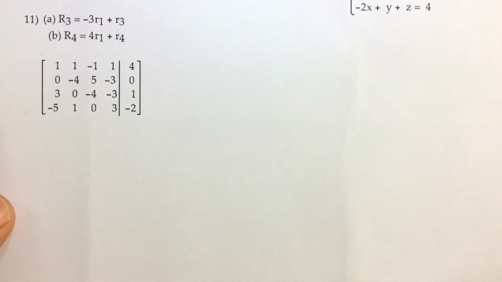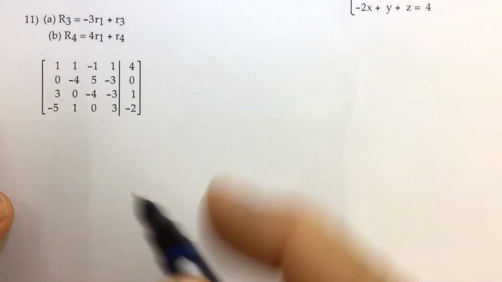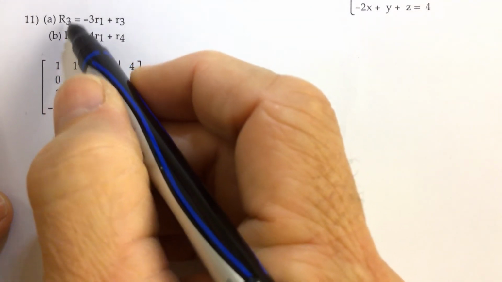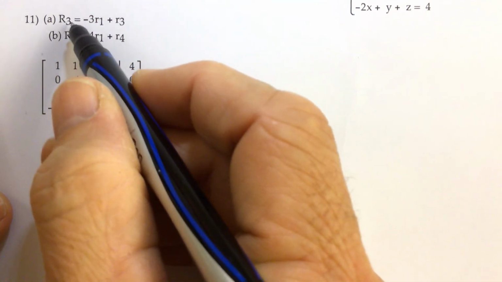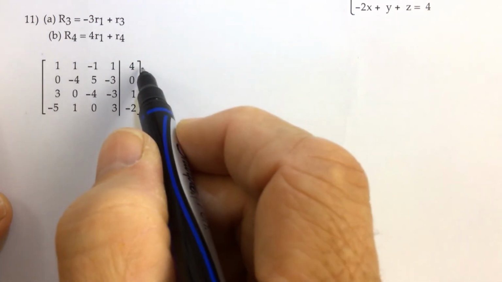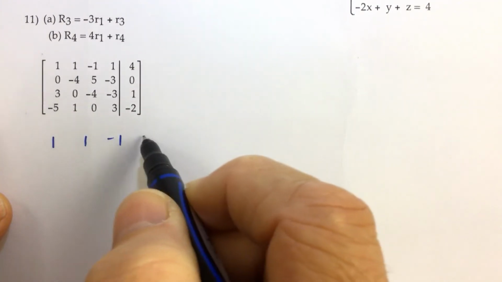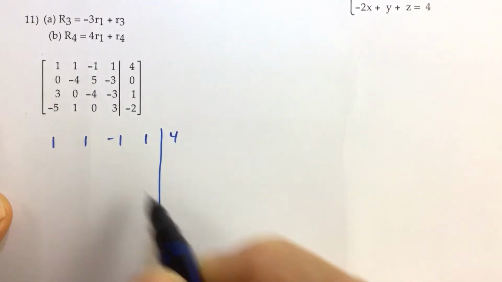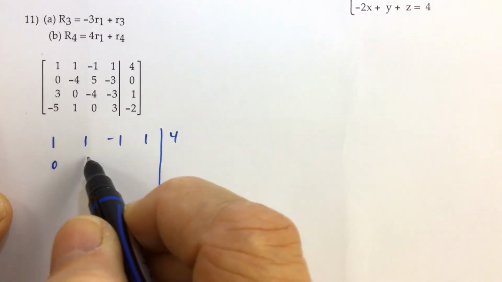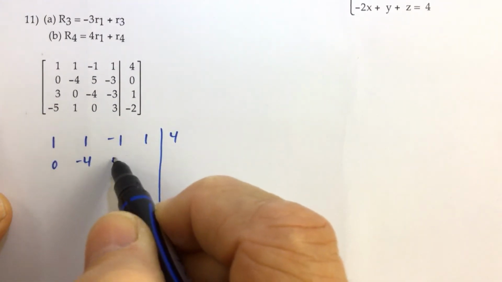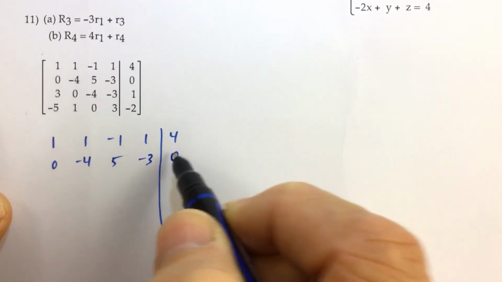So let's see how it works in the next one. Maybe pause the video and try this one on your own. It looks like we're only going to be changing rows 3 and 4. So we're going to go ahead and rewrite row 1: 1, 1, negative 1, 1, and 4. We're going to rewrite row 2: 0, negative 4, 5, negative 3, and 0.